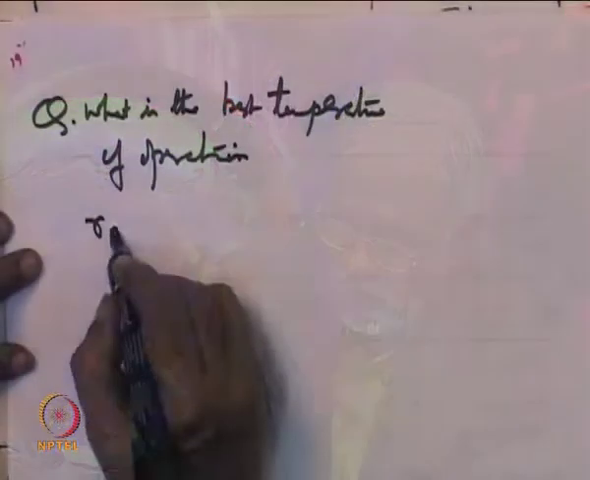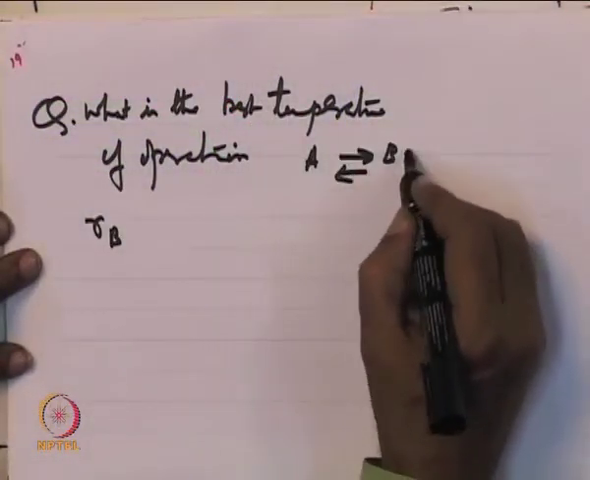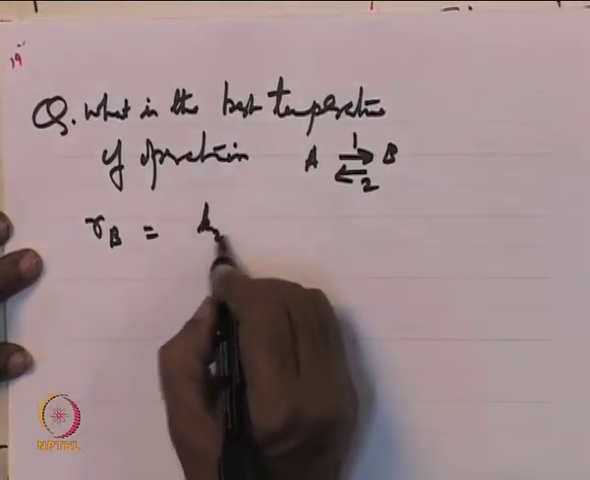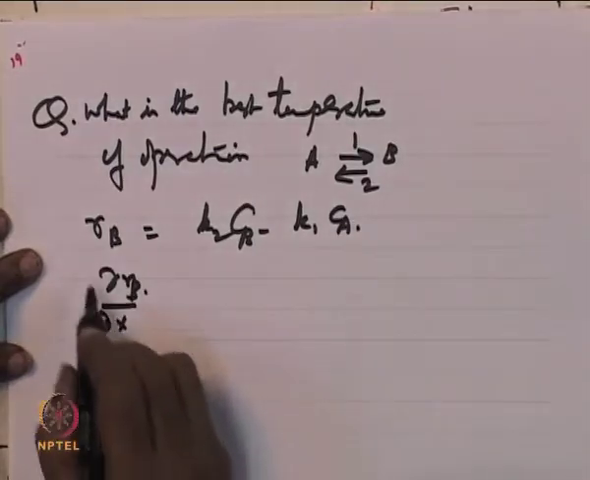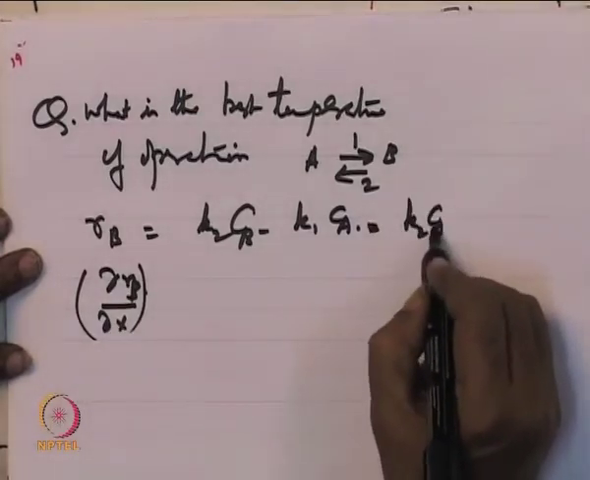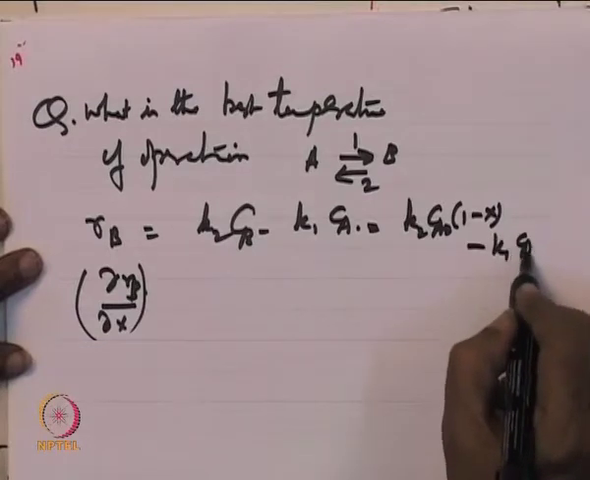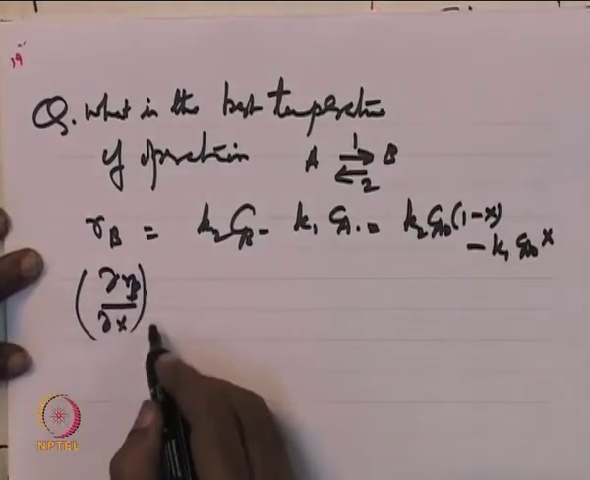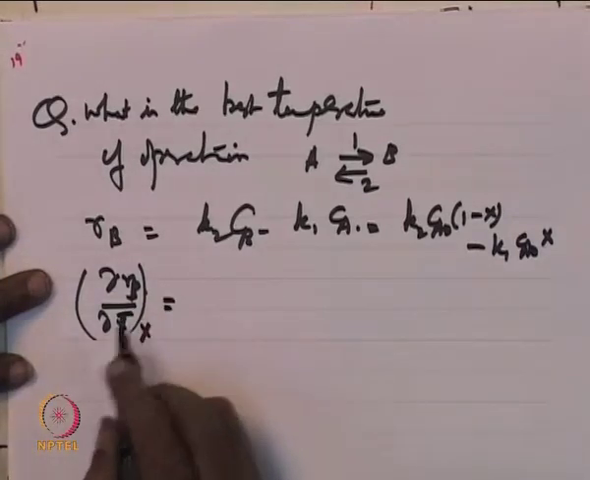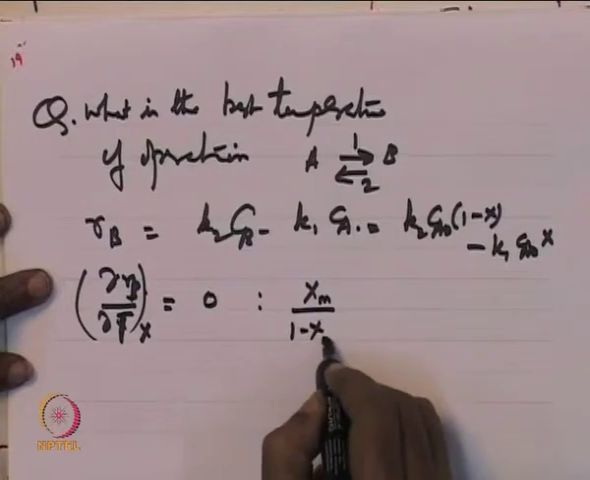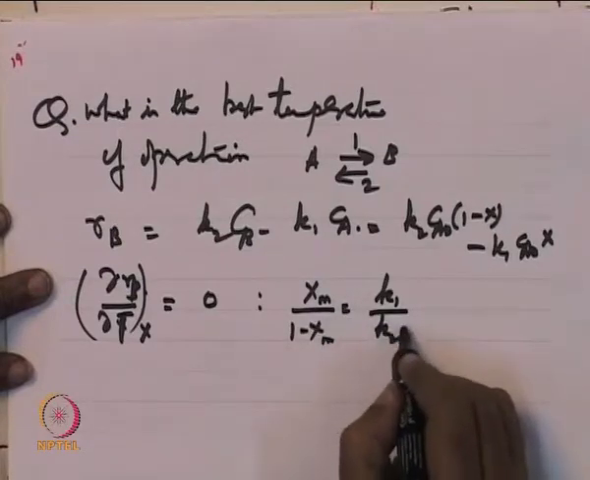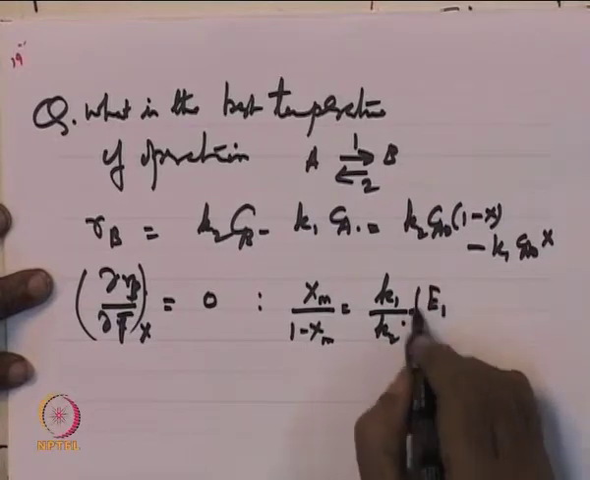Now, for this instance of an exothermic reversible reaction, we know that if our reaction is A goes to B and B goes to A, 1 and 2, then RB is equal to K2 CB minus K1 CA. We can maximize RB with respect to temperature at constant conversion. This is the same as K2 times CA0 times (1 minus X) minus K1 CA0 X. When you differentiate at constant X and put it equal to 0, you will find that Xm by 1 minus Xm is equal to K1 divided by K2 multiplied by E1.